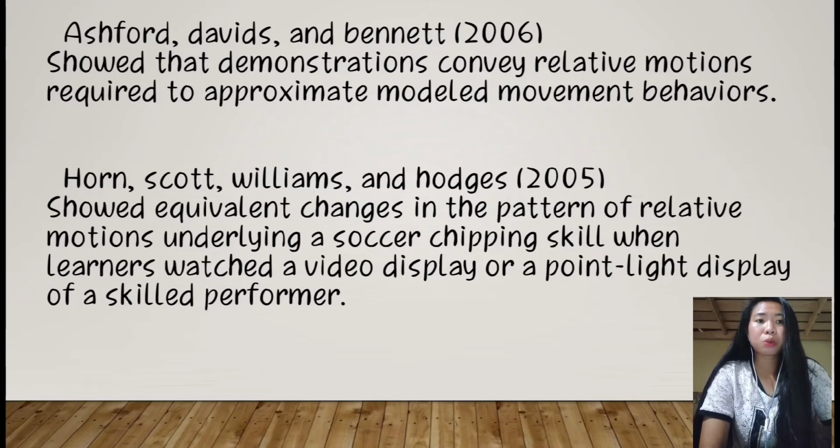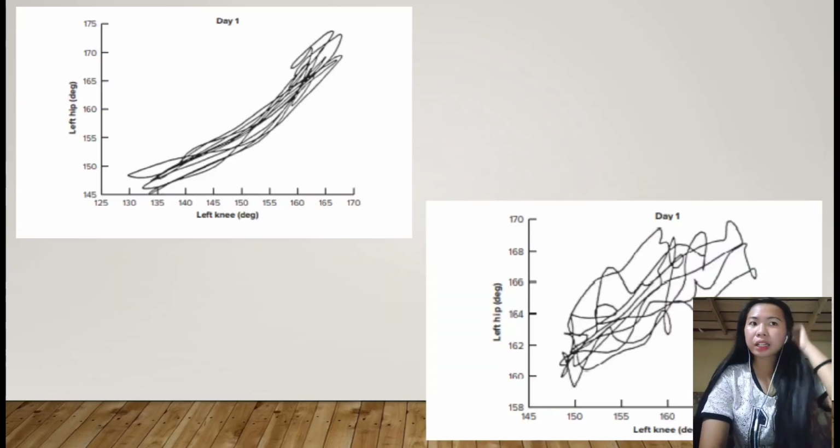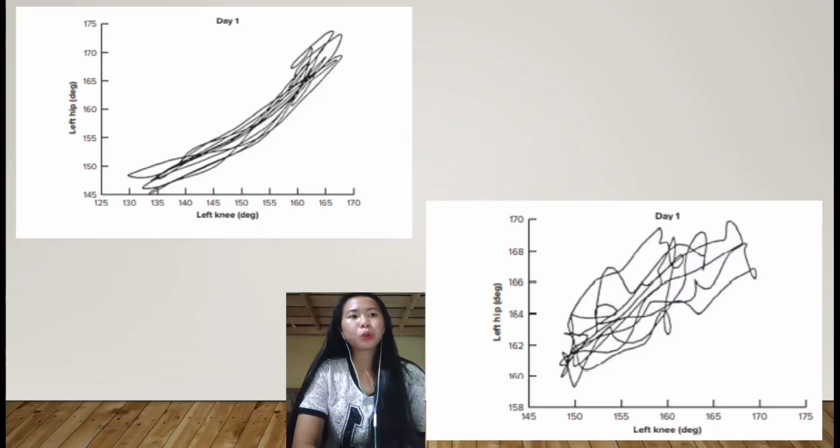The participants were shown a point-light display of either the knee, ankle, and toe during the kicking task, just the ankle and foot, or only the toe. The results indicated that the group receiving only the information about the toe more closely matched the pattern of hip-knee coordination used by the model than the groups receiving the additional information.